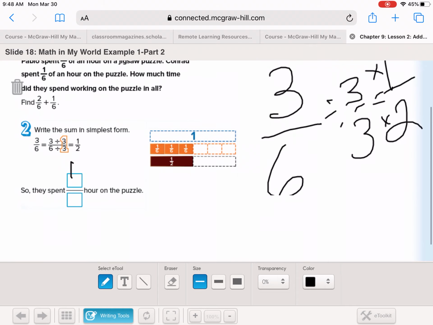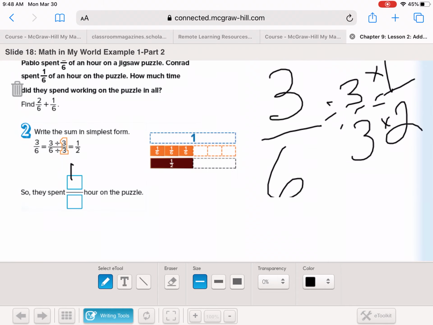Now, the reason why they're saying that is because I would say, how much time did you guys spend working on the puzzle? And you go, oh, we spent 3/6 of an hour. I'd say, what? No, you spent half an hour. Okay. So that's why they did it that way. Because you would never say 3/6. You would only say half. That's what they're trying to get to, that this is a real world problem.